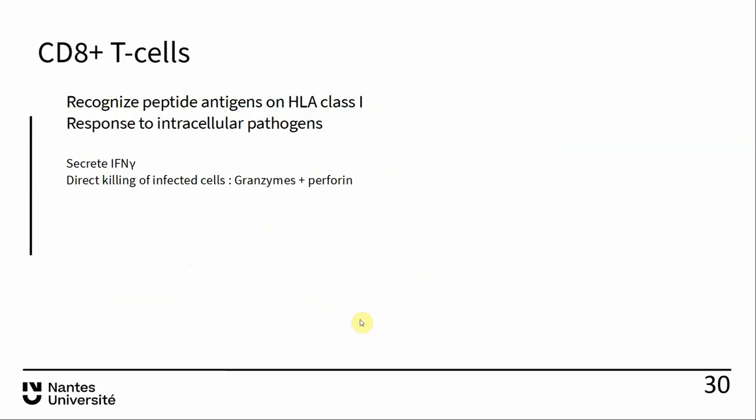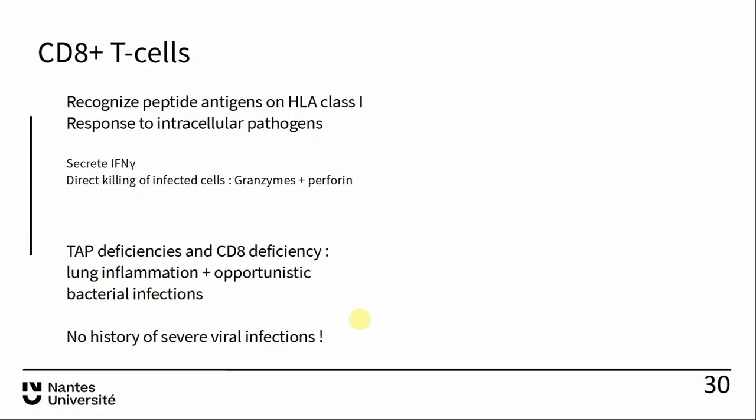Okay, CD8 T cells. Well, they recognize peptides on the surface of class 1 and are essential or important for responding to intracellular pathogens: viruses, intracellular bacteria, intracellular parasites. So when they're activated, they secrete interferon gamma and they kill infected cells. Now, there are some specific deficiencies in CD8 T cells, which are related to either the lack of CD8 or the lack of presentation on HLA class 1. People who've got these deficiencies show lung inflammation, don't know why that happens, and many opportunistic bacterial infections. Surprisingly, no history of severe viral infections.